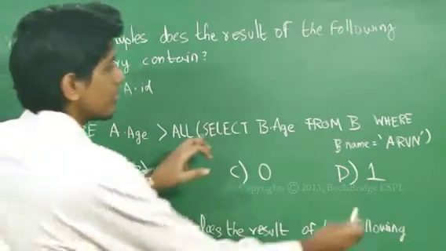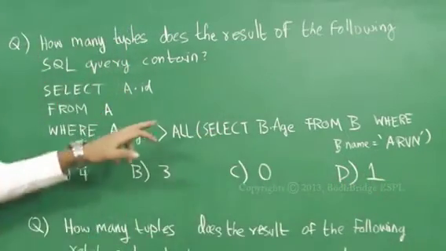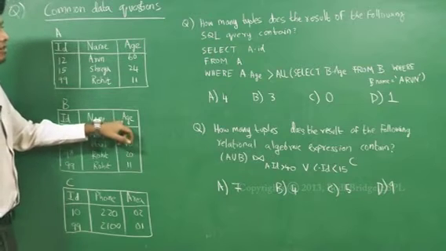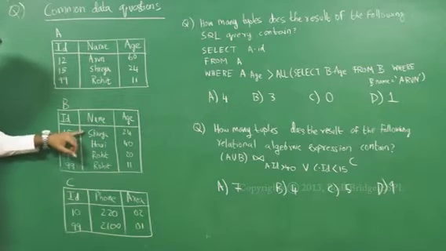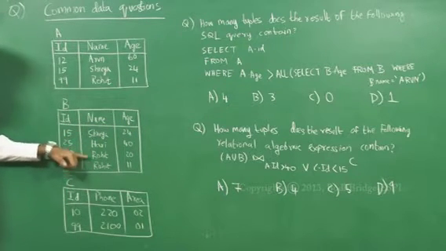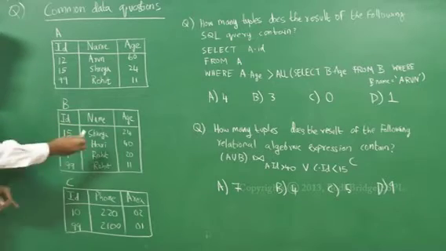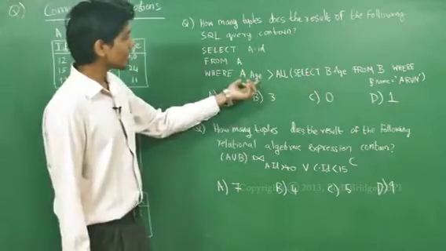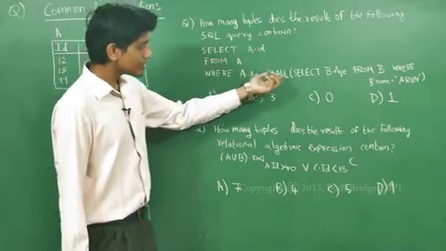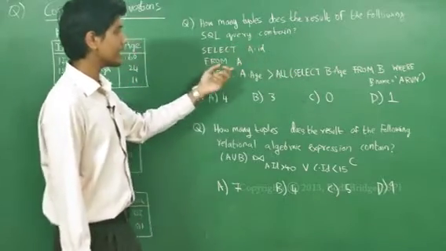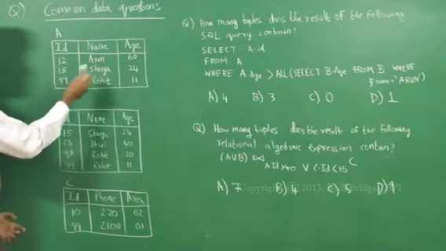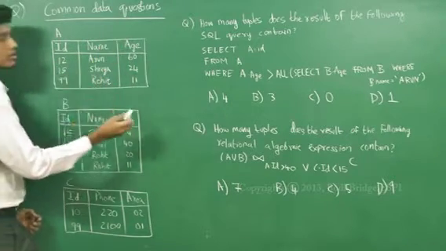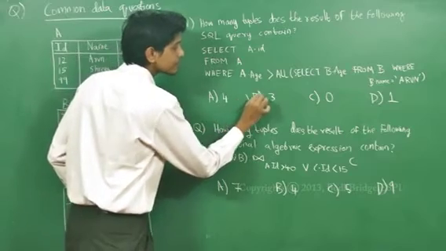First we need to solve the inner query. Select b.age from B where b.name is Arun. Since there is no entry in this table where the name is Arun, the result of this will be null, which implies a.age will be greater than this result for all the entries in A. Therefore, the whole table will be the output. So the number of tuples will be 1, 2, 3. So option B is the right answer.